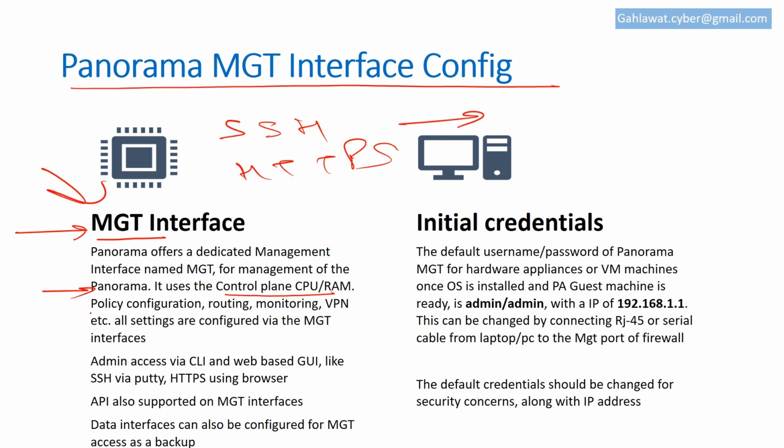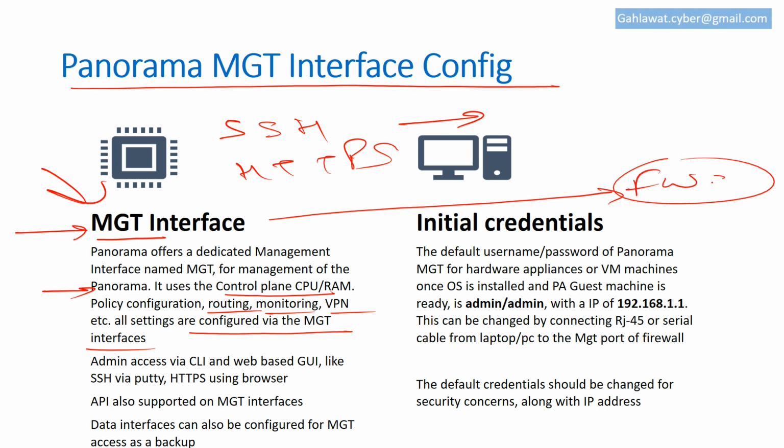So when the admin uses the Panorama for policy configuration, routing, monitoring of the firewalls or monitoring the logs, the VPN settings, all those settings are configured via the management interface. So the admin will connect to the Panorama via the management interface, and then via this management interface, the configs will be pushed to the firewalls.